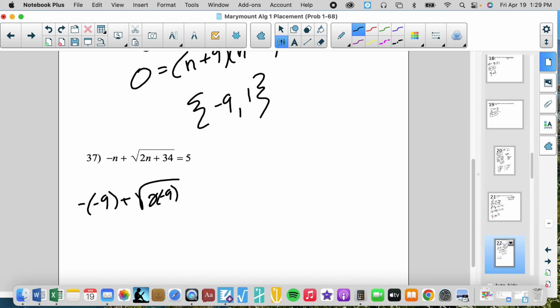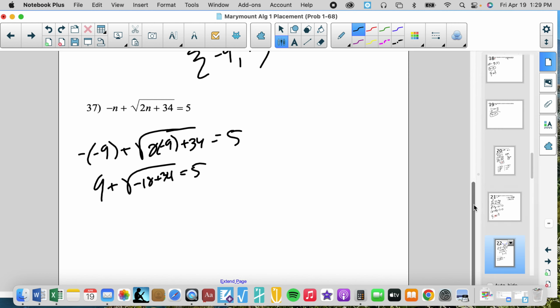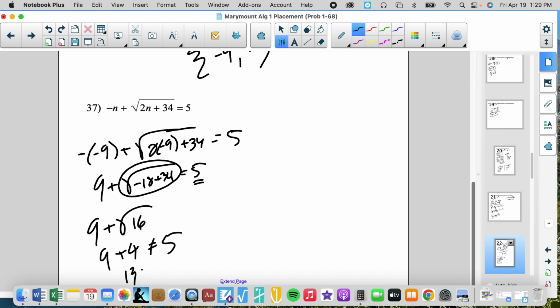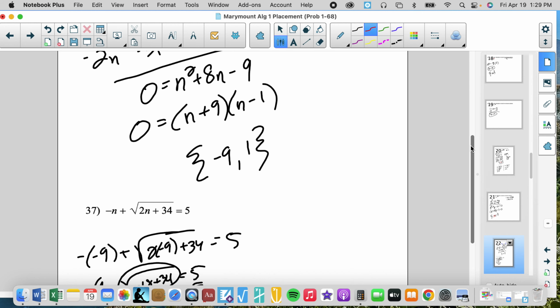2 times negative 9, which actually is okay because we're not going to get a negative value inside there. So that at least is somewhat pleasant. Yeah, all right, so that's actually going to be extraneous because this has to be a positive number coming out of there, and so it would never be negative 4. So we have 9 plus, that's going to be 16? Yep, 9 plus 4 does not equal 5. 13 doesn't equal 5. So, yeah, that negative 9 is extraneous.